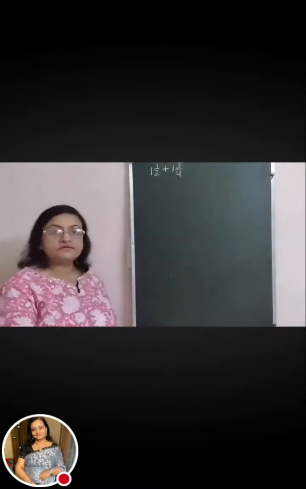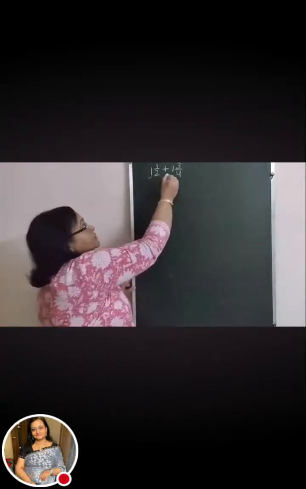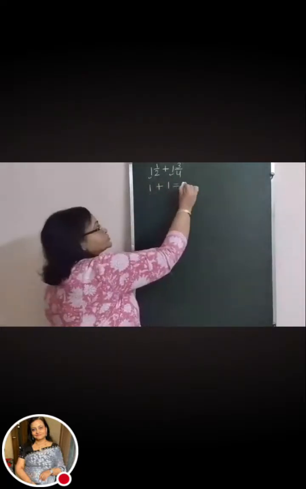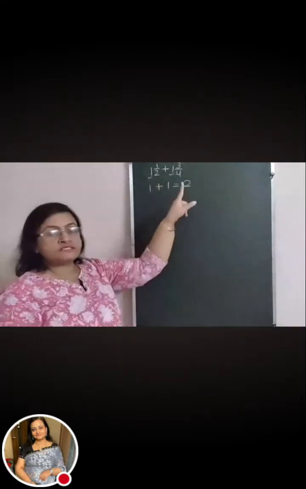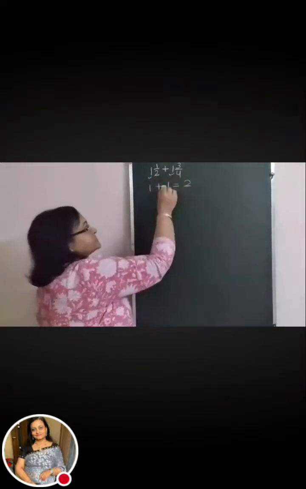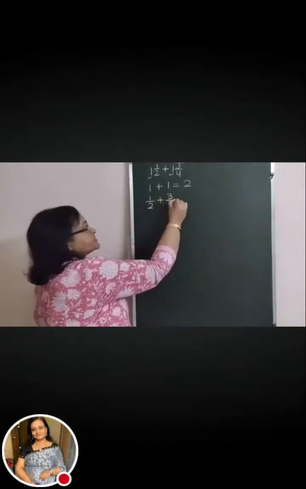Children, there is another way to find the answer, and in this way we will add the whole numbers first. Whole numbers are 1 plus 1, that is equal to 2. That means 2 pizzas are eaten. 2 pizzas पूरे खा लिए गए हैं. And now we will add the fractions. Fractions are 1 by 2 and 3 by 4.